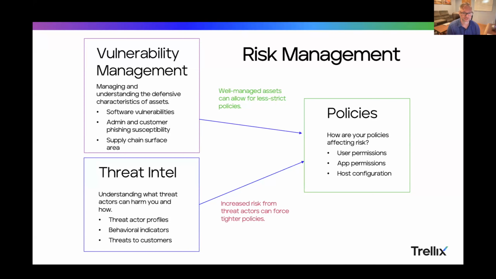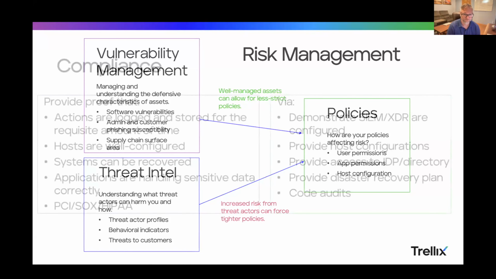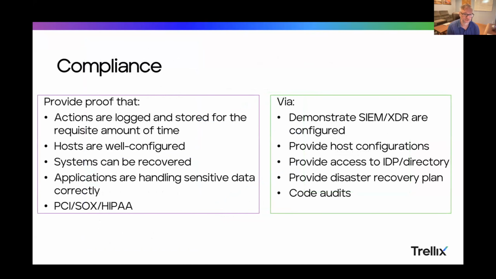And then you also have the threat intel side. So just understanding who's out to get you, right? So the threat actors themselves and their profiles, whatever behavioral indicators you have right now to try to figure out who that might be. And then what are the threats to customers? So things like crimeware gangs. So all this goes into that risk. And then that dictates what policies you want to set, how strict you need to be there for your user app and host configurations. And as we just heard from AWS on the compliance side, it's a big part of this.